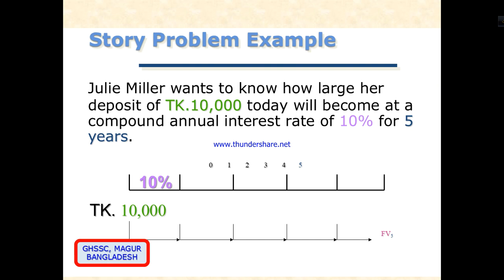Julius Miller wants to know how large her deposit of taka 10,000 today will become at a compound annual interest rate of 10% for 5 years. That means I want to deposit 10,000 taka at interest rate 10%. At the end of the 5 years, how much amount will we get if we calculate in the formula of compound interest?